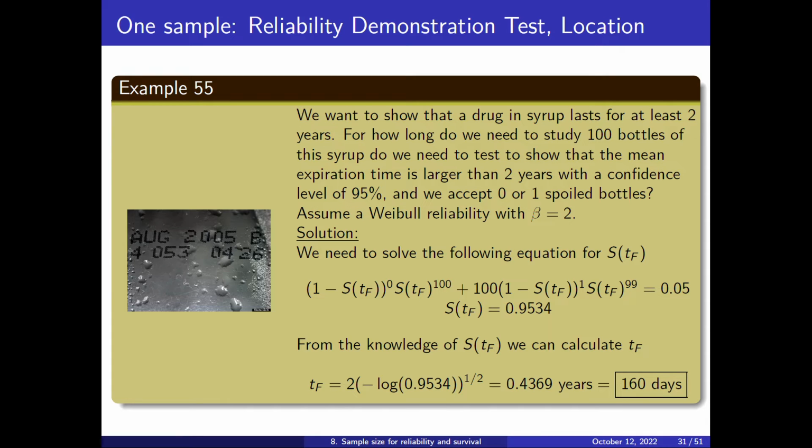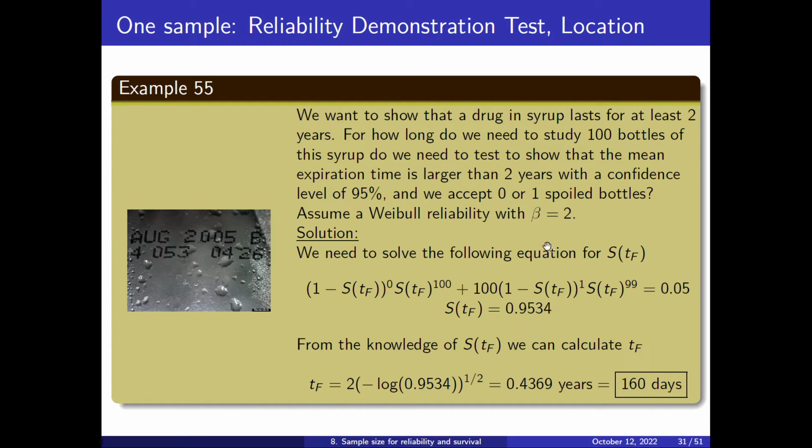This is the opposite case, in which we fix N and then we calculate TF. So we want to show the same thing, but now we will study 100 bottles of this syrup, and we want to show that the mean expiration time is larger than 2 years, and we accept 0 or 1 spoiled bottles.